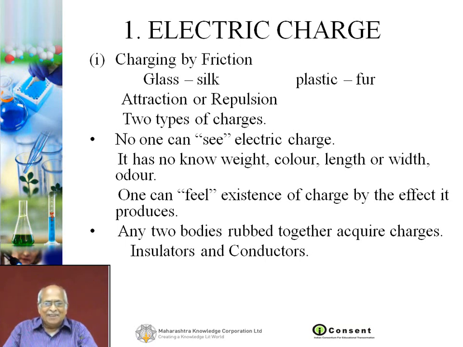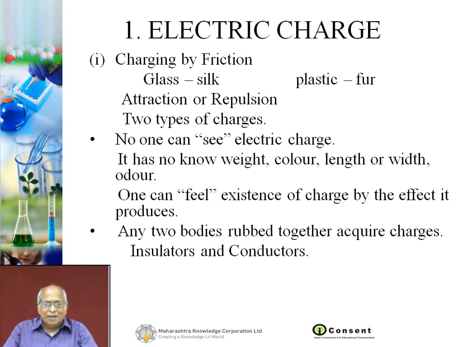And the simplest effect, as I said, is either attraction or repulsion. So now we can say charge is something that appears on a body due to suitable friction, and it is able to attract light bodies, it is able to attract oppositely charged body, and it can repel similarly charged body. So this is how we introduce the quantity charge.